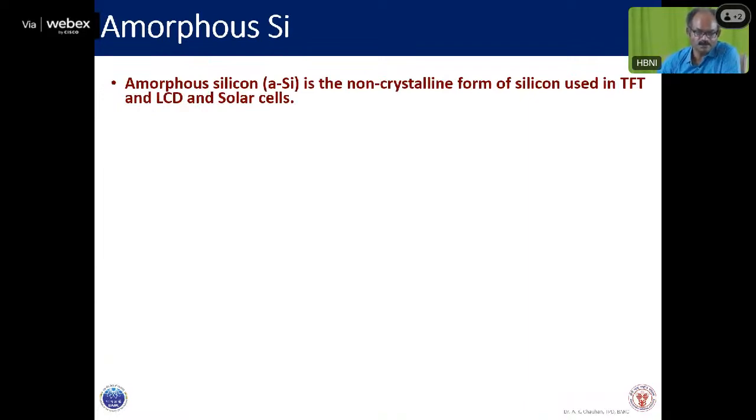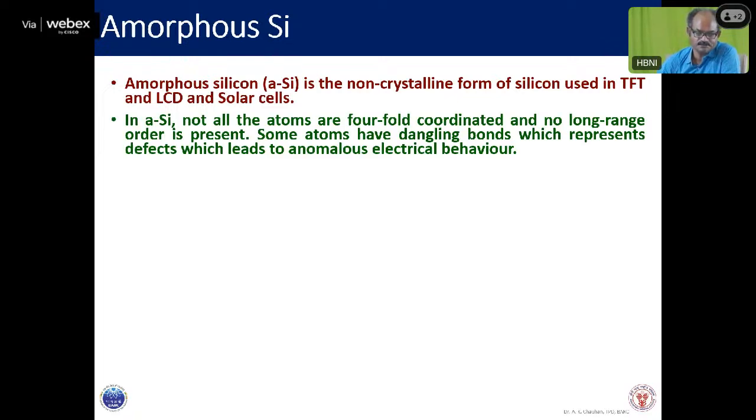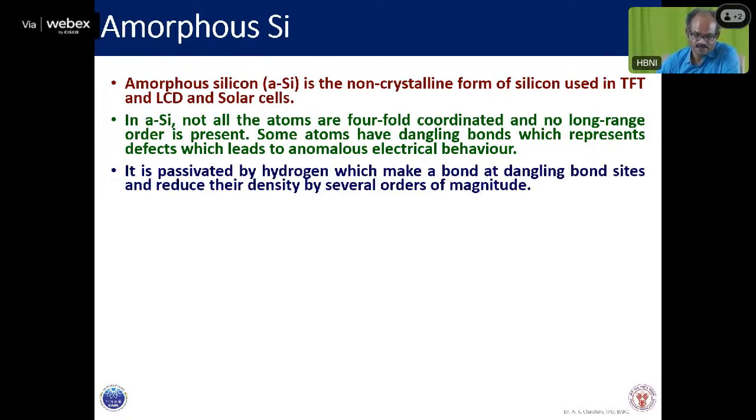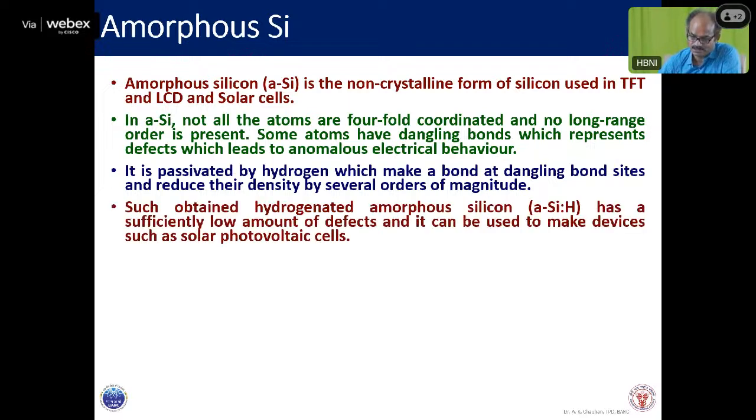Then comes amorphous silicon. Amorphous silicon is the non-crystalline form of silicon used in TFT, LCD and solar cells. In amorphous silicon, not all the atoms are four-fold coordinated and no long-range order is present. Some atoms have dangling bonds, which represent defects, which lead to anomalous electrical behavior. It is passivated by hydrogen, which makes a bond at the dangling bond site and reduces the density of dangling bonds by several orders of magnitude.